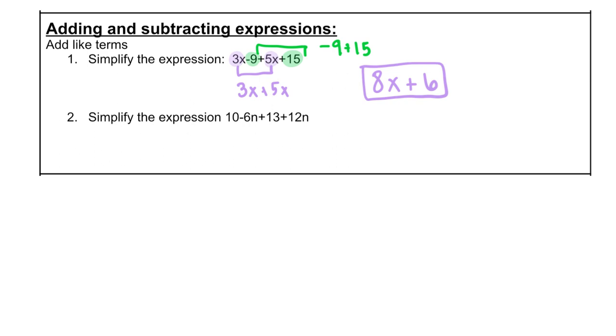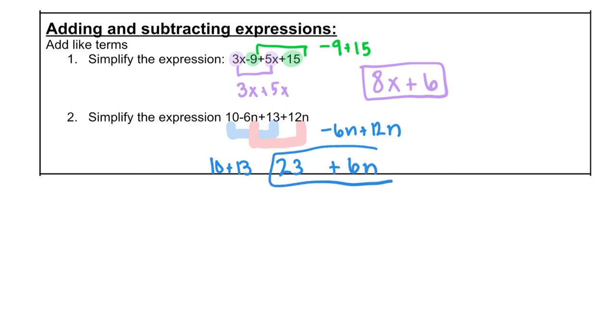Same thing on the next problem. So we're going to find our like terms here. We've got 10 and the 13 are like terms, and the negative 6n and the 12n are like terms. So we're going to start by going positive 10 plus 13 happens to be 23, and negative 6n plus 12n is positive 6n. So there is our combining like terms, or simplifying the expression when we just have addition or subtraction.